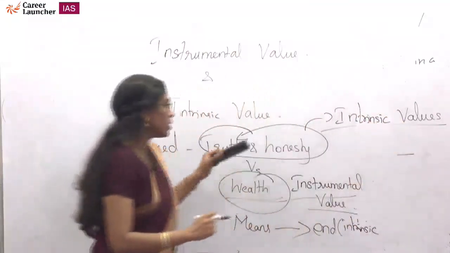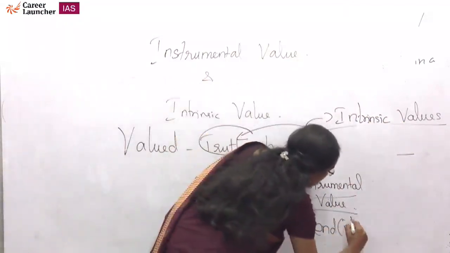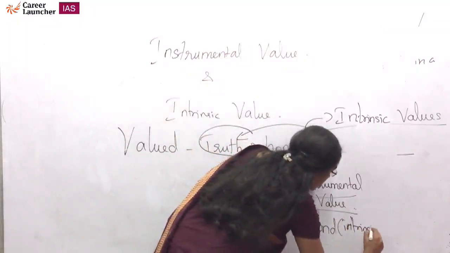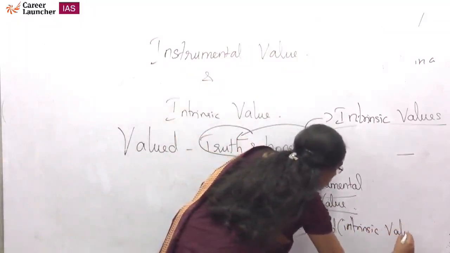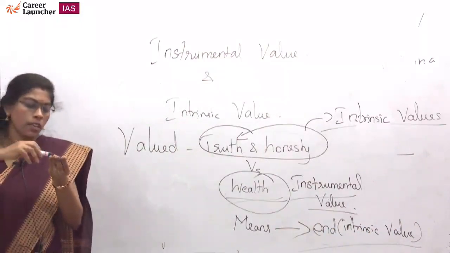I hope I wrote the spelling wrongly. Intrinsic. Intrinsic value. So it is acting as a means in order to achieve the intrinsic value, that is money.